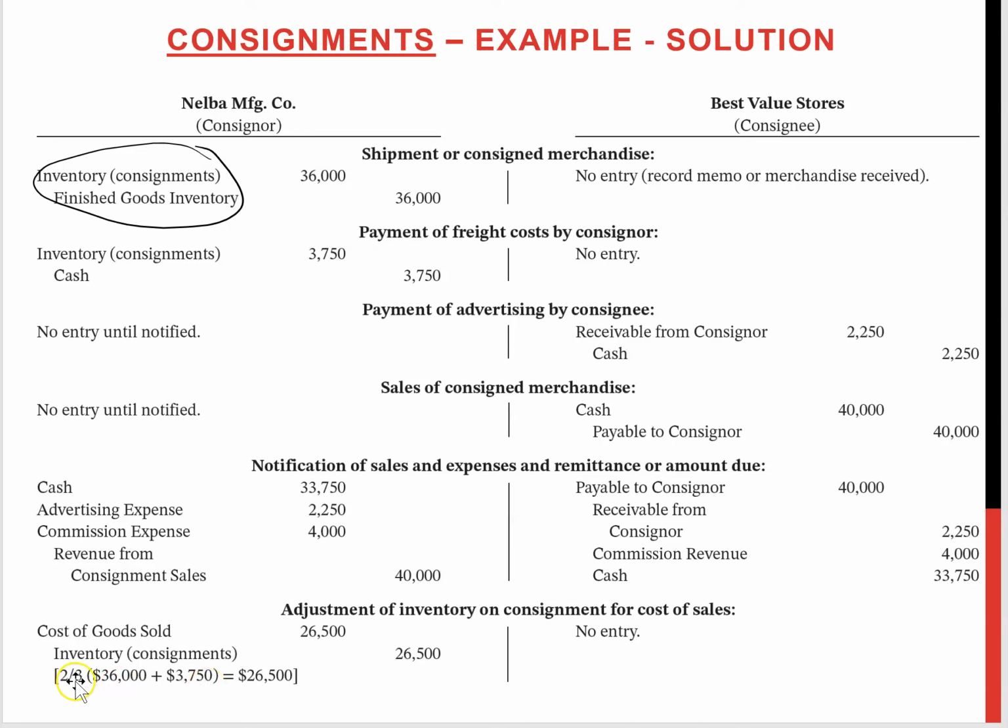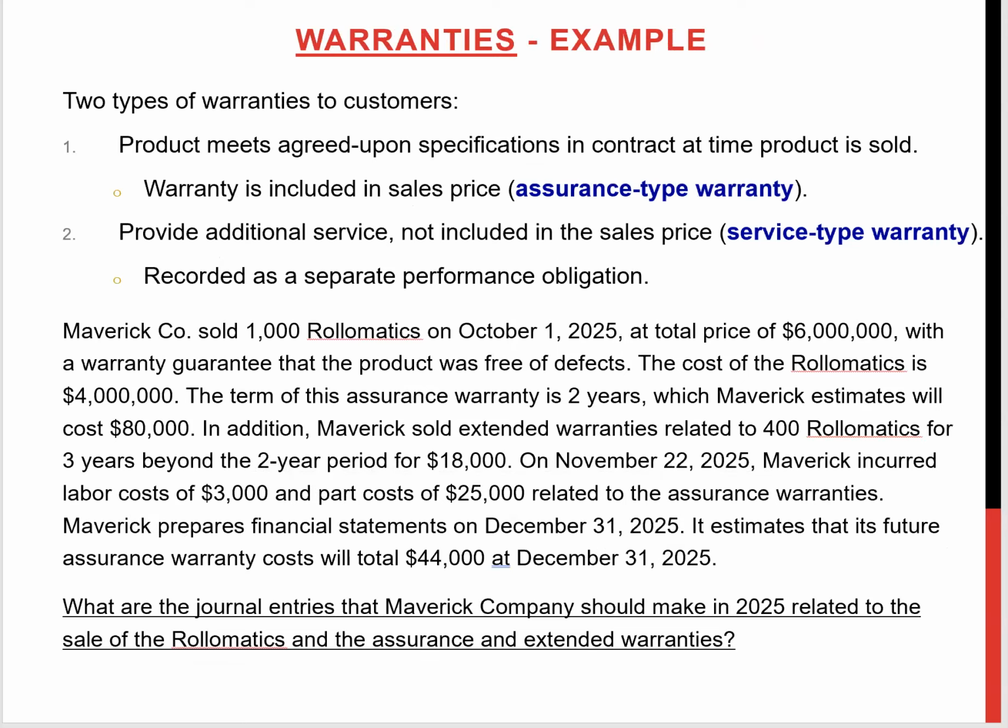We took the total, and we took only 2/3 because only 2/3 of the products are just sold. So we took 2/3, so we are adjusting it, and we recorded the cost of goods sold for the 2/3 of the products, and we included the freight cost to the actual inventory cost. This is how the consignor and consignee will record the journal entries. Now we'll see the examples of recording warranties.